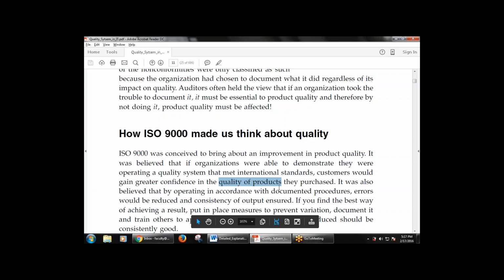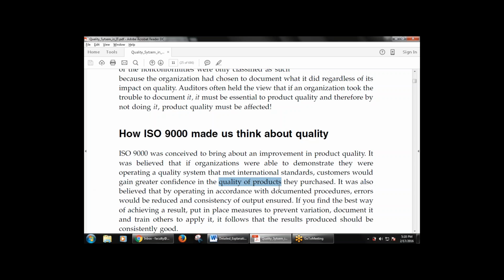That means consumers have an interest in the product, in the quality, and confidence in the quality of the product they purchase. It was also believed that by operating in accordance with documented procedures, errors would be reduced and consistency would be maintained, which is used to ensure the consistency of the output.